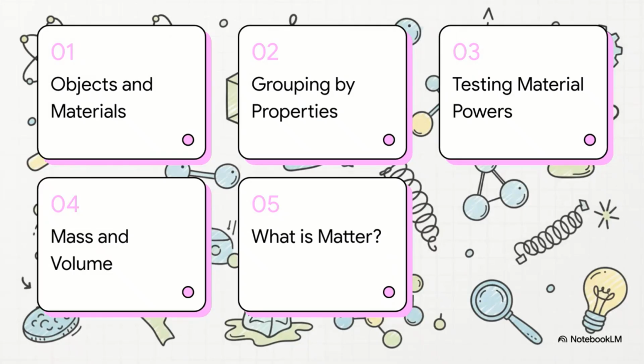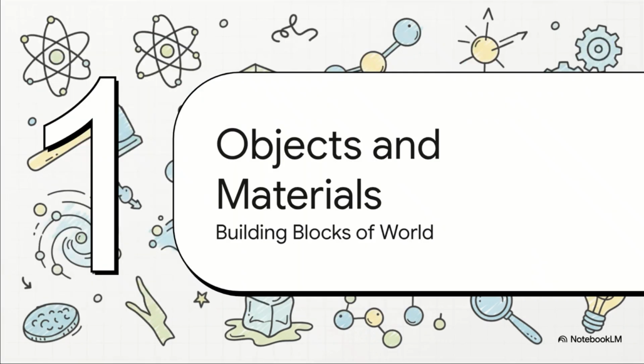All right, so here's our game plan for this journey. First, we'll look at objects and the materials they're made of. Then, we'll act like scientists and group things by their properties. After that, we'll test some of their special powers and uncover two secret properties that everything has. And that's all going to lead up to the big reveal. What is matter?